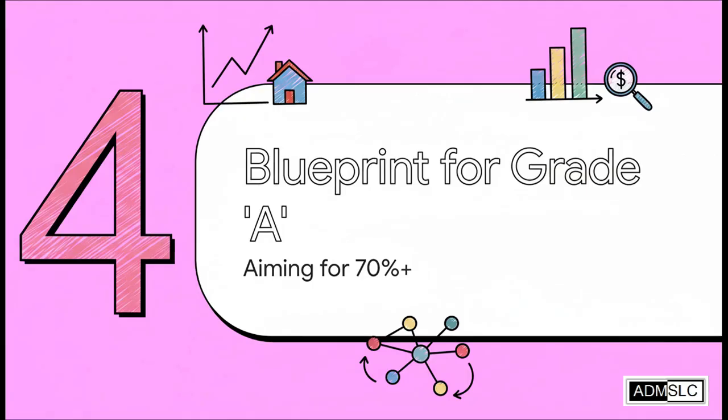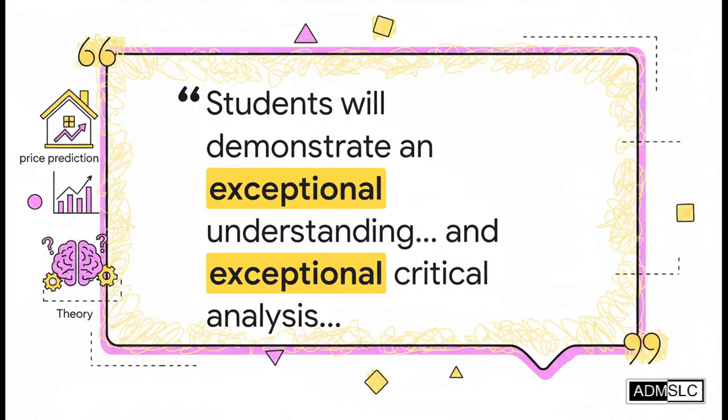Okay, so now you know what you have to do. The next question is, how do you do it so well that you get a grade A? How do you push past that 70% mark? Well, let's pull back the curtain and look at the marking rubric, because all the secrets are right there. Look for these words in the rubric: exceptional and critical. Those are your magic words for a top grade.